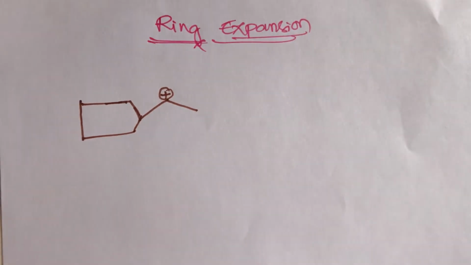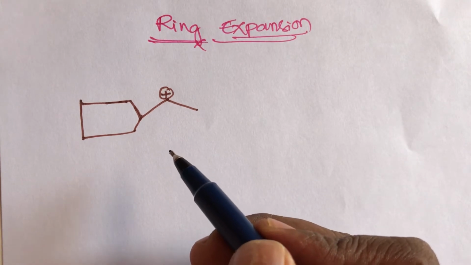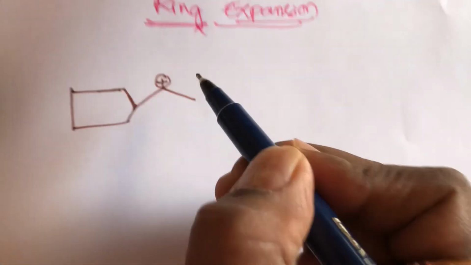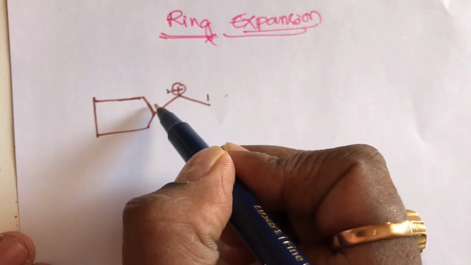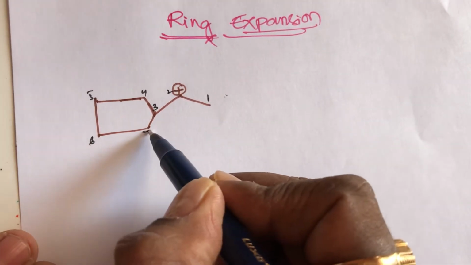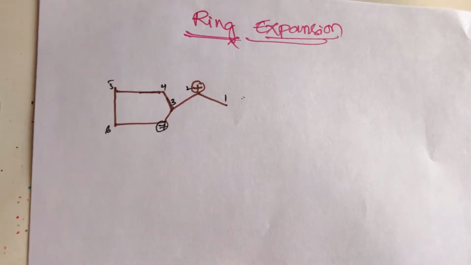So now here we should start numbering. I am giving the numbering only for understanding purposes. Numbering will start from 1, this second carbon, third, this is fourth carbon, this is fifth carbon, sixth carbon and seventh carbon. I am giving numbering only for understanding purposes.